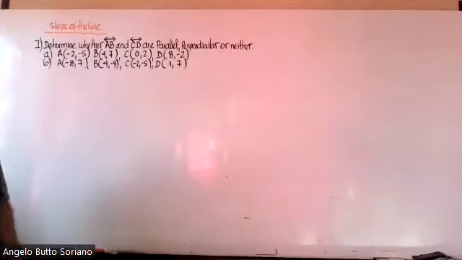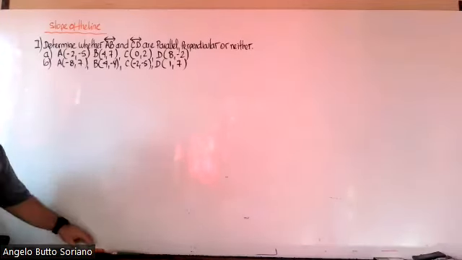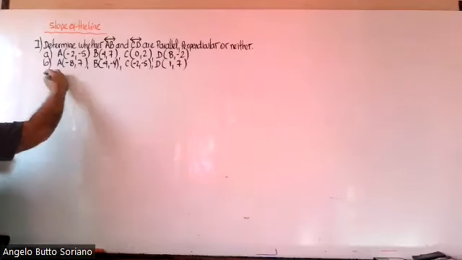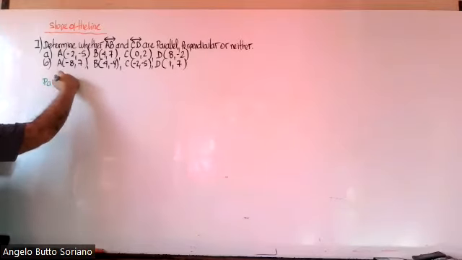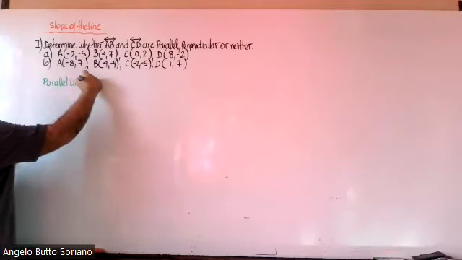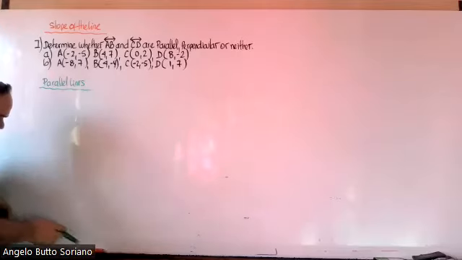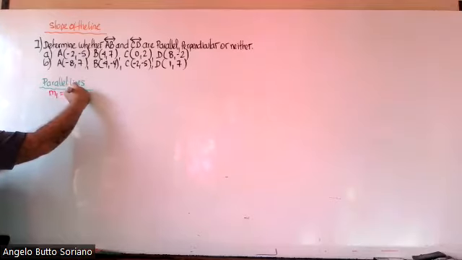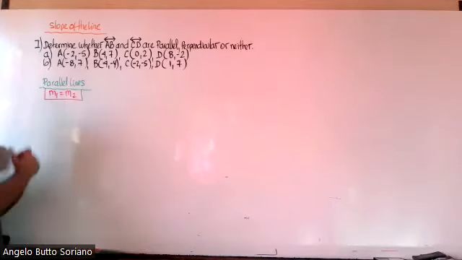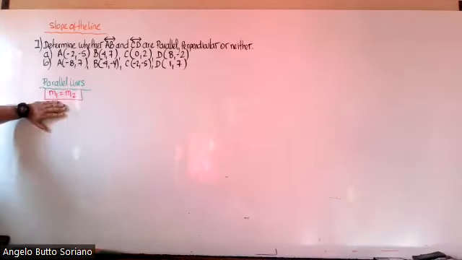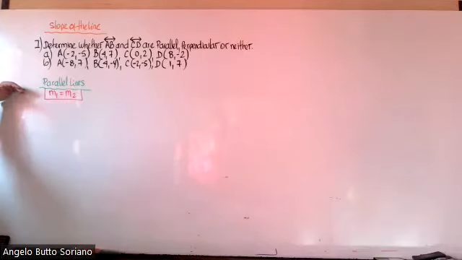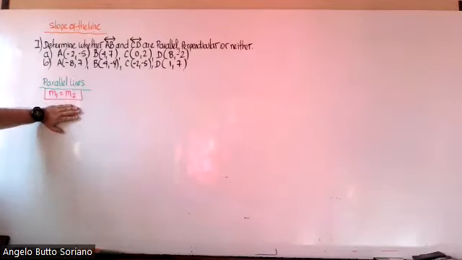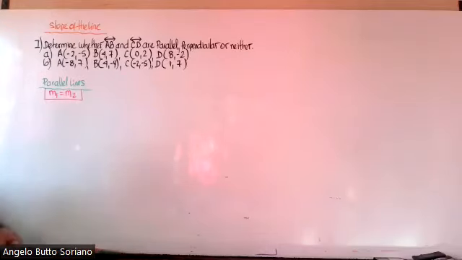Okay. In the first example, it says determine whether the lines AB and CD are parallel, perpendicular, or neither. Remember the conditions for those two lines. For parallel lines, the magnitude of their slopes will be the same. They're going to have the same measure, the same direction, but never intercept each other. For that reason, the condition to identify parallel lines is that the slope of the first line is supposed to be the same value as the slope of the second line.